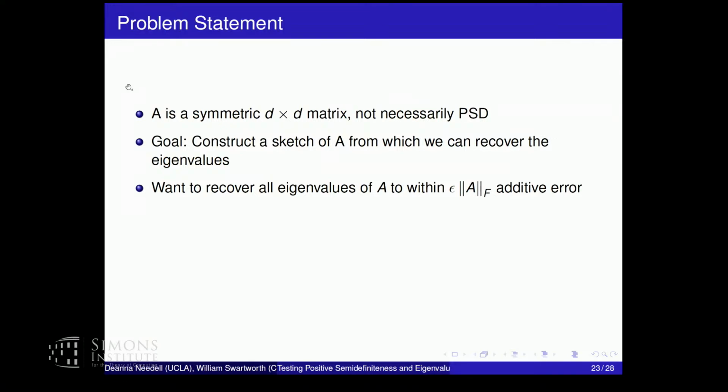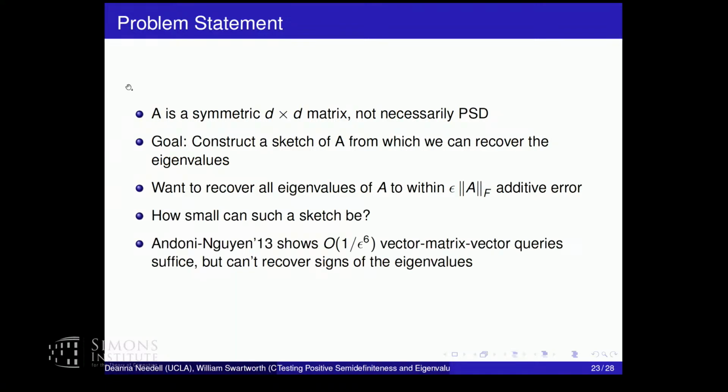So this is going to be good for eigenvalues that are large. For very small eigenvalues, the estimates are not going to be interesting. It'll just be 0. But that is for good reason. You can't actually estimate very small eigenvalues well with small sketching dimension. So the question is, how small can a sketch be? Previous work that I mentioned shows you can do this with 1/epsilon to the 6th vector-matrix-vector queries. It's this G transpose A G sketch with 1/epsilon cubed small dimension on both sides. But it has some drawbacks in the sense that the sketch can't actually recover the signs of the eigenvalues. It loses that information inherently.